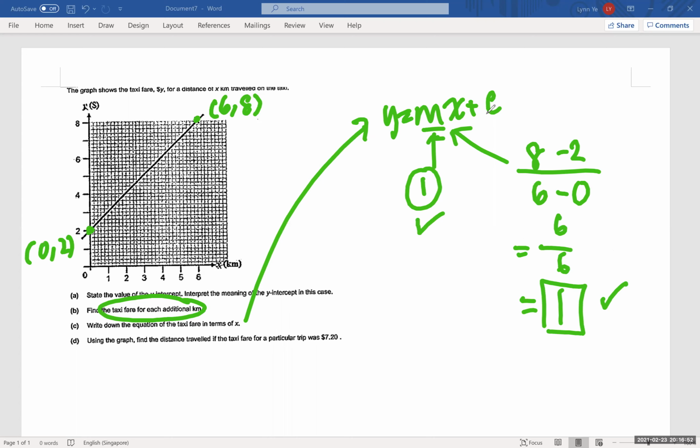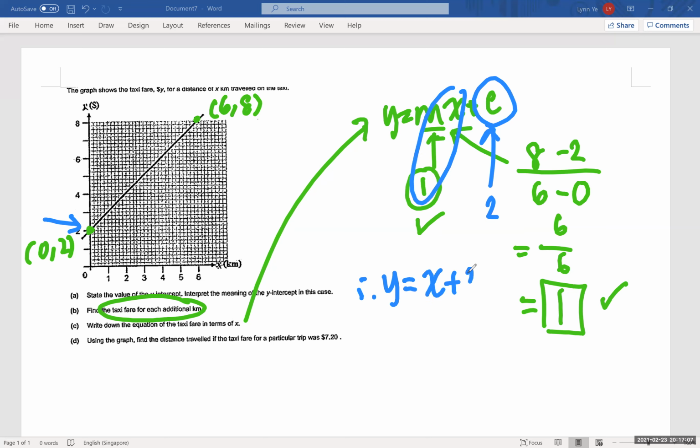Next, we need to find the c value. So the c value is the y-intercept, which is over here. This is a y-intercept of 2. So therefore, I can say that my equation is y equals 1 times x, which will just give me x plus 2. The end. Easy peasy. Next up, question D.